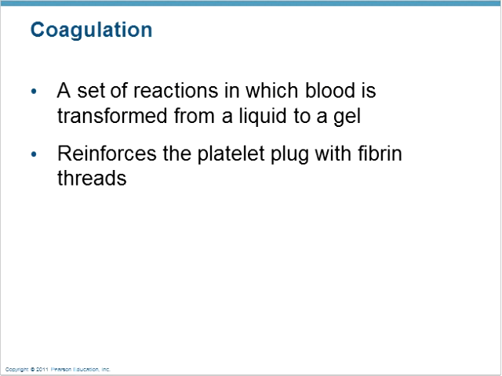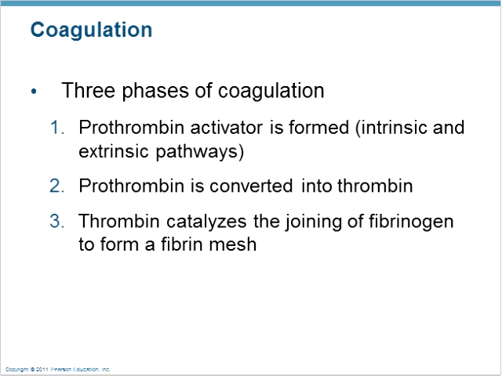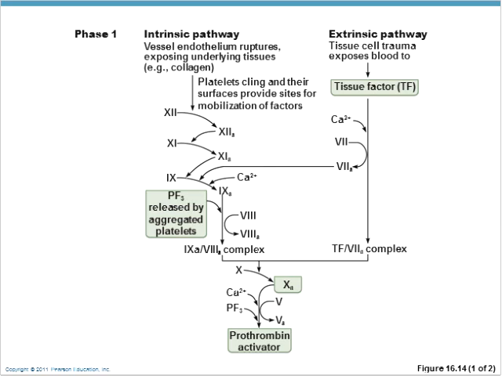Coagulation is a set of reactions in which the blood is transformed from a liquid to a gel-like substance, and that helps to reinforce the platelet plug with fibrin threads. There are 3 phases of coagulation. The prothrombin activator is formed, and there are 2 pathways by which it's formed, the intrinsic and extrinsic pathways. The prothrombin is converted to thrombin, and then that thrombin catalyzes the joining of fibrinogen to form a fibrin mesh.